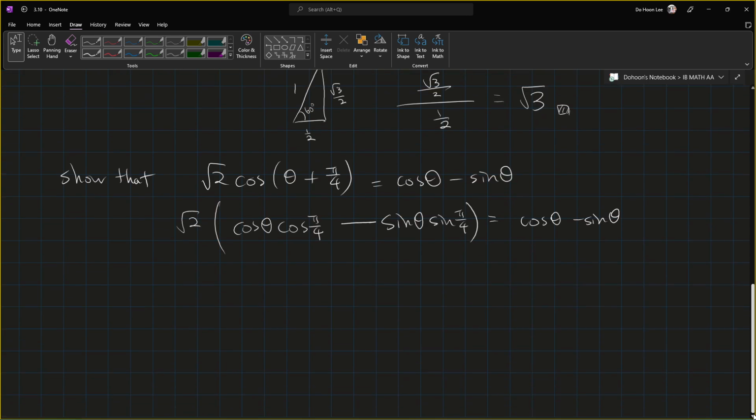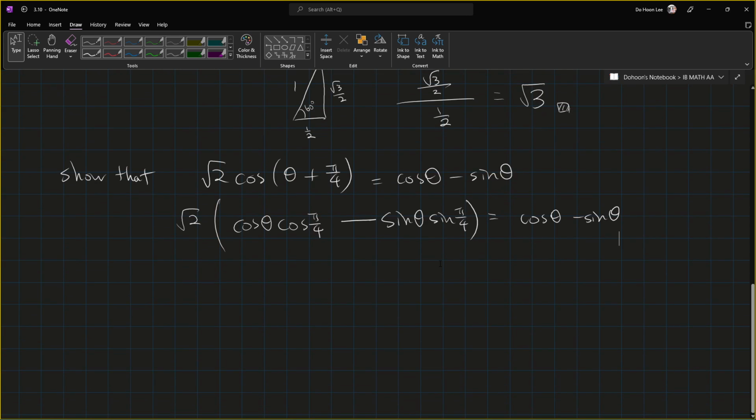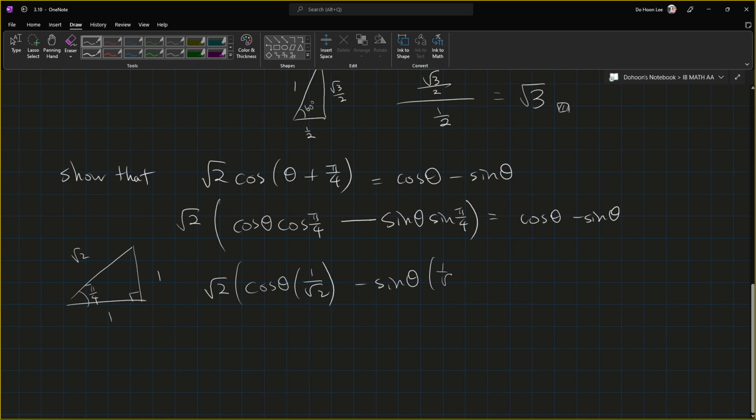Remember that when you're solving a show that question, you usually don't want to go over the equal sign like we usually do when we're solving an equation. Anyways, I know that if I can draw a special triangle where the angle is pi over 4, the sides are 1, square root 2 and 1 here. So I know that cosine pi over 4 would be adjacent over hypotenuse, 1 over square root 2. It will be cos theta times 1 over square root 2. The same thing for sine pi over 4. Sine pi over 4 is also 1 over square root 2.